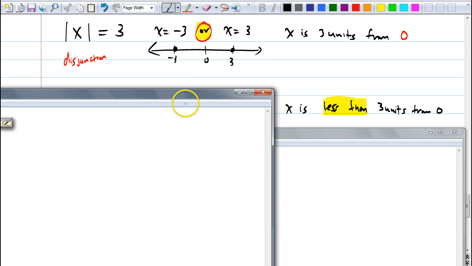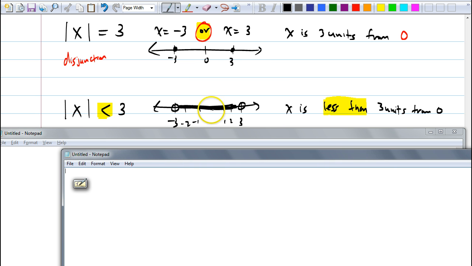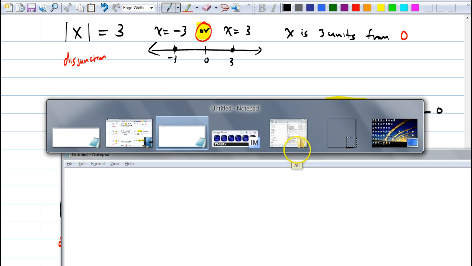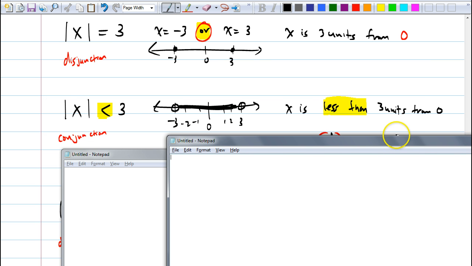So where would all these x be? Well, it'll be like this. Here's my 0. Would 1 be part of our solution? Is 1 less than 3 units from 0? Yeah. What about 2? What about 3? No, 3, that's why we don't include 3. What about 4? Of course not. What about 1 million? That's too far.